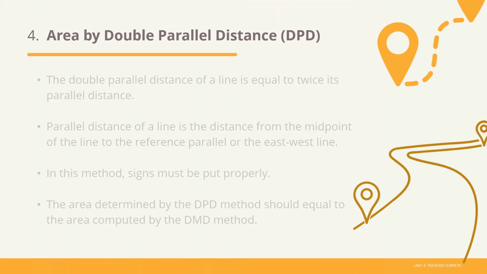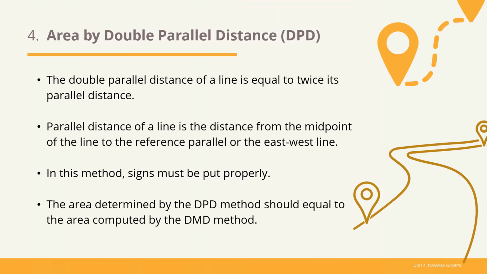Now, the double parallel distance of a line is equal to twice its parallel distance. By using the latitudes of the successive courses instead of departures, parallel distances can also be computed in a manner similar to meridian distances. The parallel distance of a line is the distance from the midpoint of the line to the reference parallel or the east-west line. In this method, also, signs must be put properly.